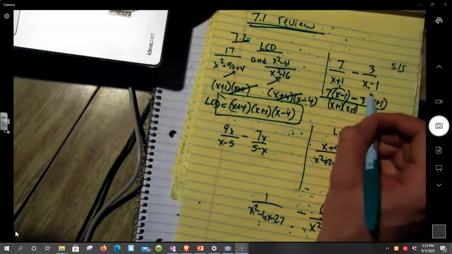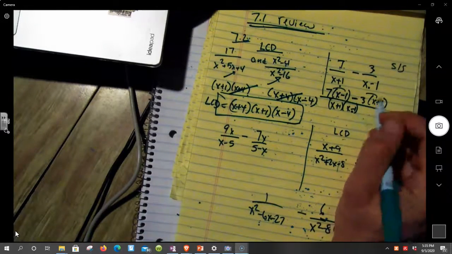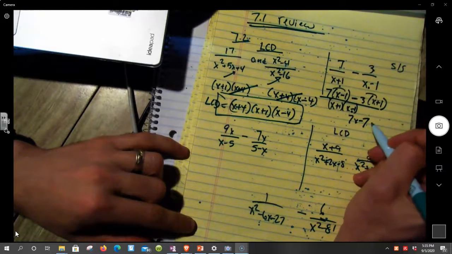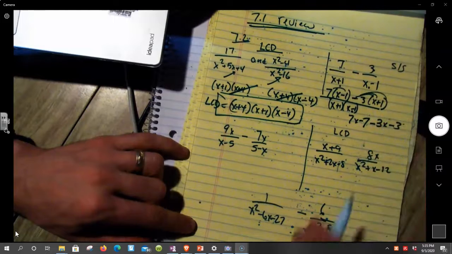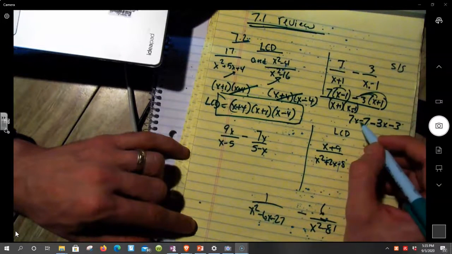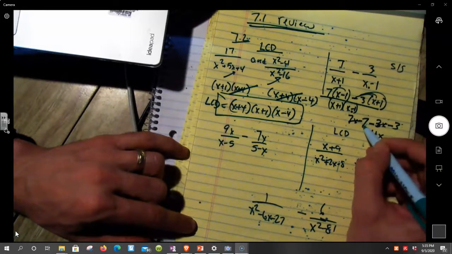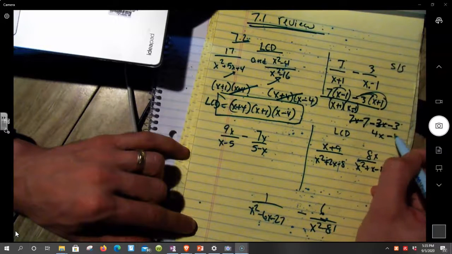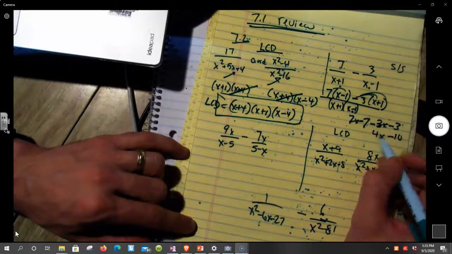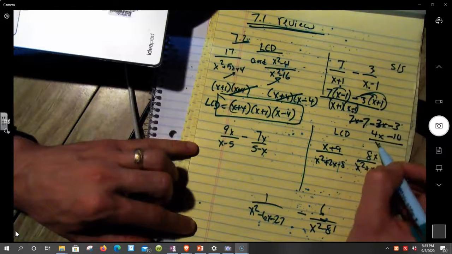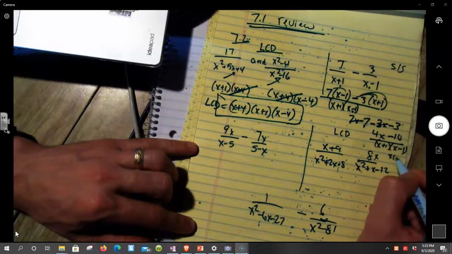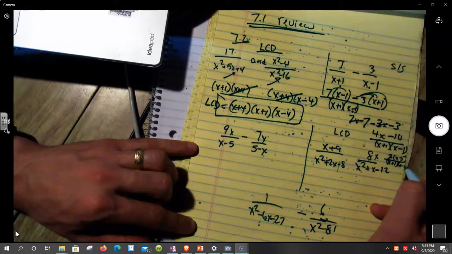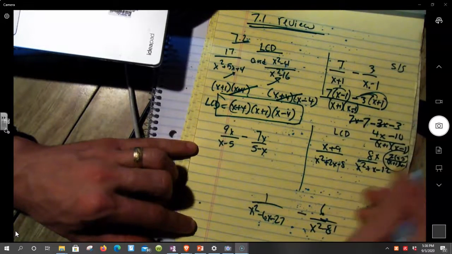And then you multiply and simplify. So you're going to get 7x minus 7 minus 3x minus 3. Be careful with the negative. It carries over. So that together becomes 4x, and then minus 7 and minus 3 becomes minus 10. So you have 4x minus 10 over x plus 1, x minus 1. Now you can simplify that to 2x minus 5 over x plus 1, x minus 1. That would be the final answer for that one.